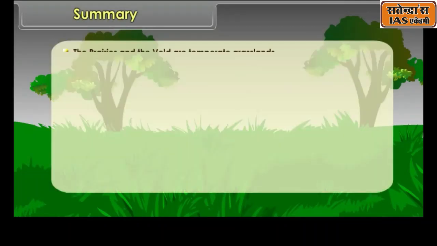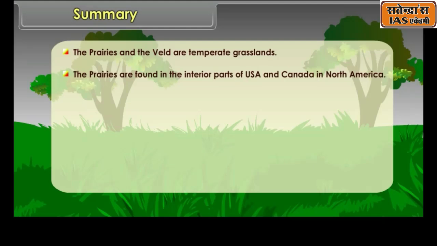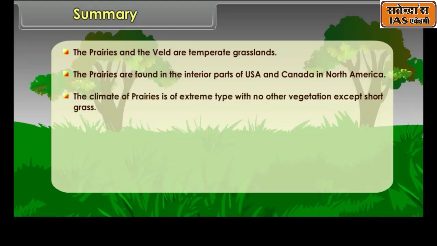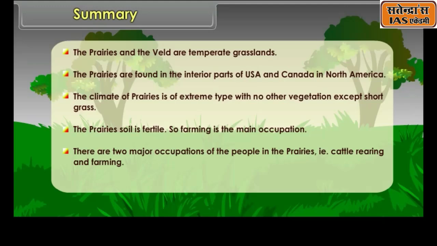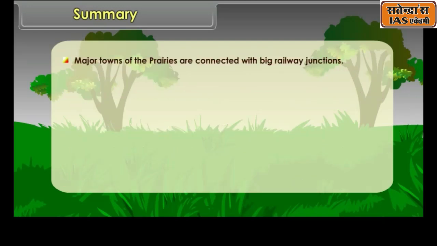Summary. The prairies and the Veldt are temperate grasslands. The prairies are found in the interior parts of USA and Canada in North America. The climate of prairies is of extreme type with no other vegetation except short grass. The prairie soil is fertile, so farming is the main occupation. There are two major occupations of the people in the prairies, that is, cattle rearing and farming. Wheat farming is the main agricultural activity on the prairie land. Major towns of the prairies are connected with big railway junctions.